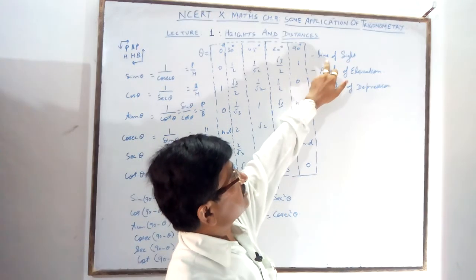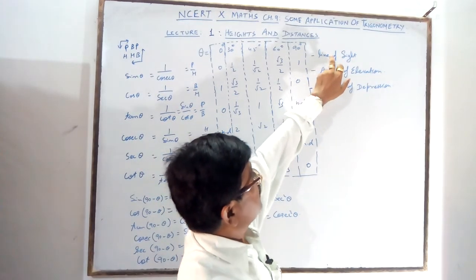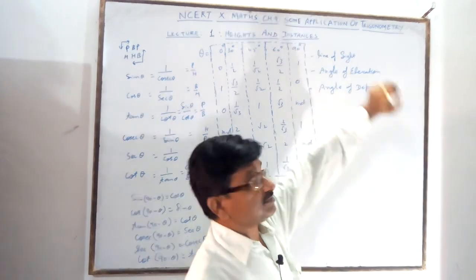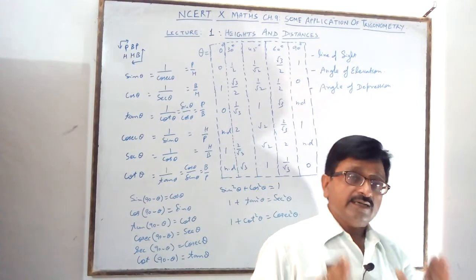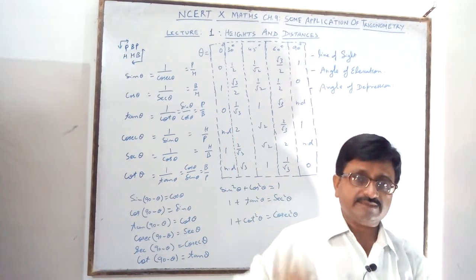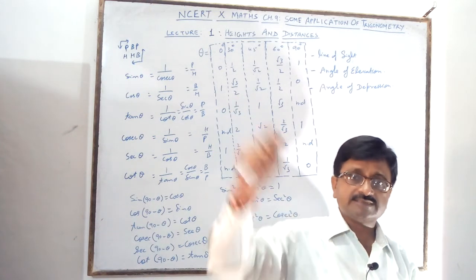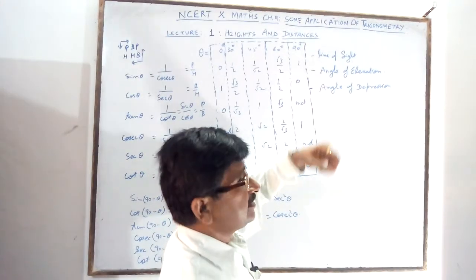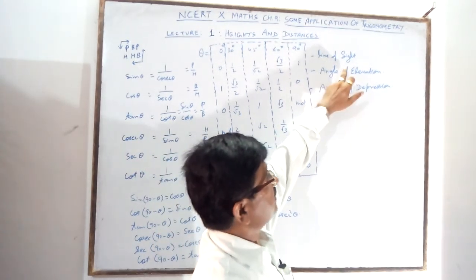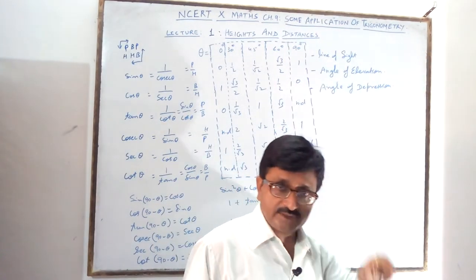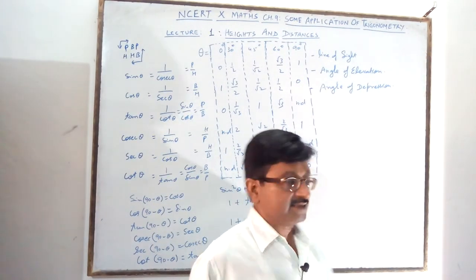The first point of this chapter is the line of sight. What is the line of sight? Line of sight means how you are seeing that sight. That is called the line of sight. The straight line from your eyes to the top is called the line of sight, or if from the top you are seeing the bottom, then it is also the line of sight.